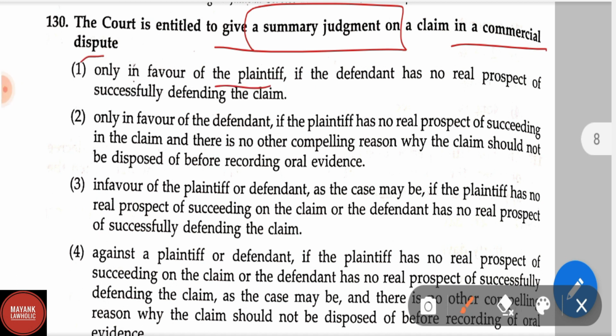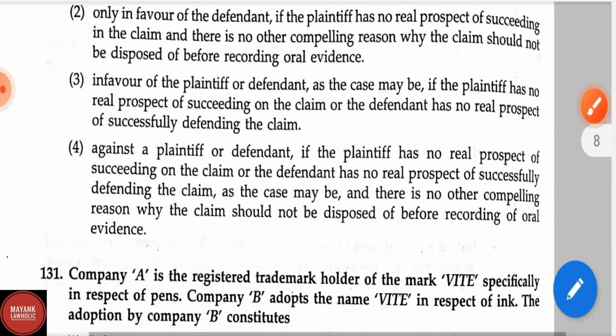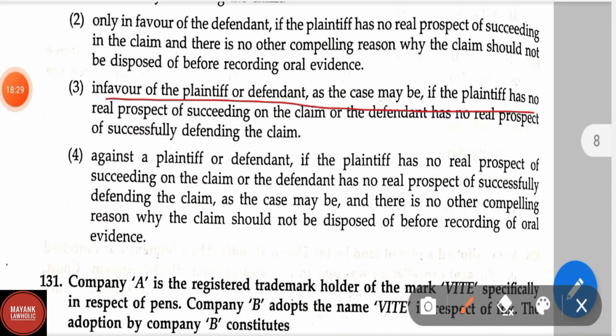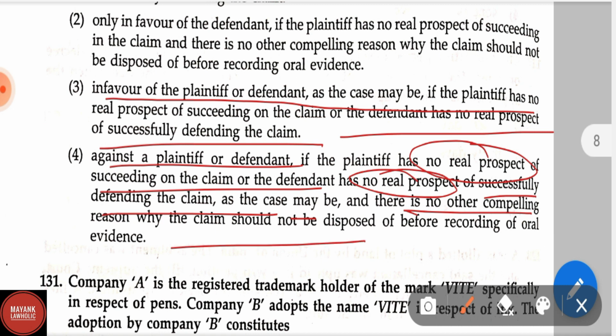Options are: only in favor of the plaintiff if the defendant has no real prospect of successfully defending the claim; only in favor of the defendant if the plaintiff has no real prospect of succeeding in the claim and there is no other compelling reason why the claim should not be disposed of before recording oral evidence; option 3, in favor of the plaintiff or defendant as the case may be if the plaintiff has no real prospect of succeeding on the claim or the defendant has no real prospect of successfully defending the claim; and option 4, against the plaintiff or defendant if the plaintiff has no real prospect of succeeding on the claim or the defendant has no real prospect of successfully defending the claim as the case may be, and there is no other compelling reason why the claim should not be disposed of before the recording of oral evidence.